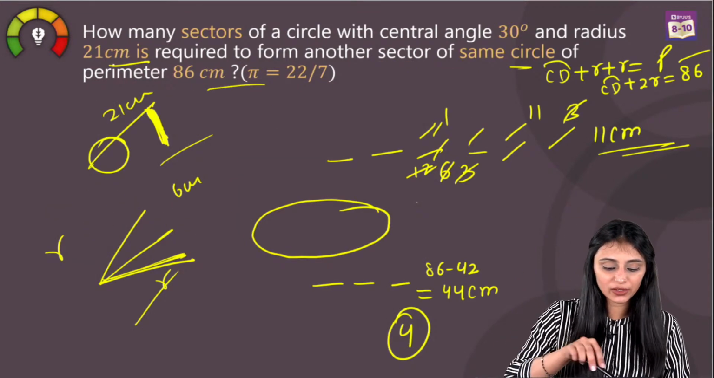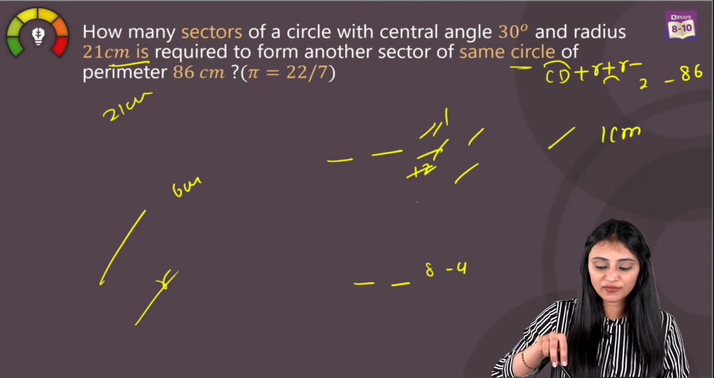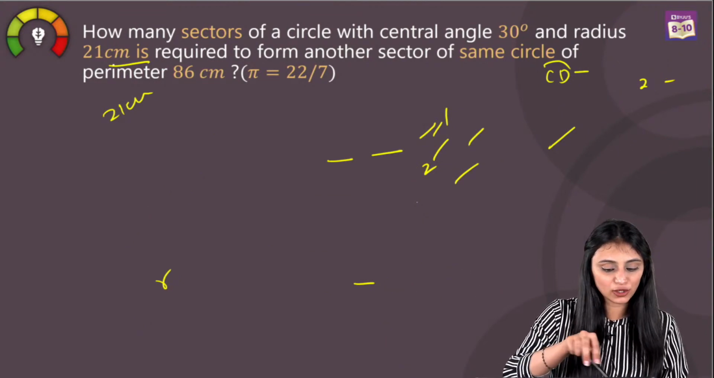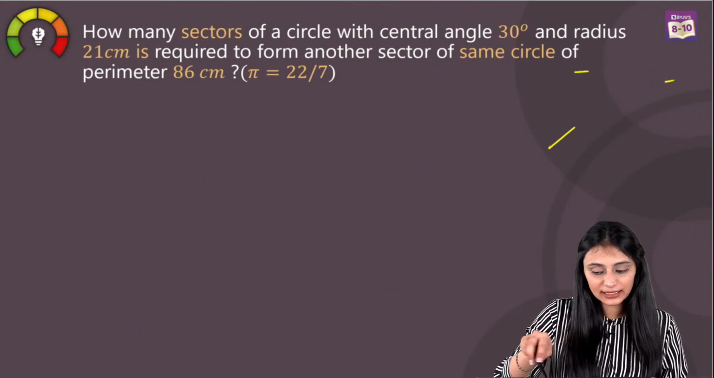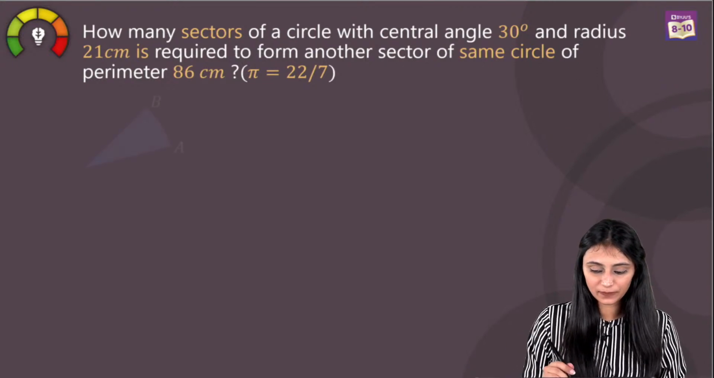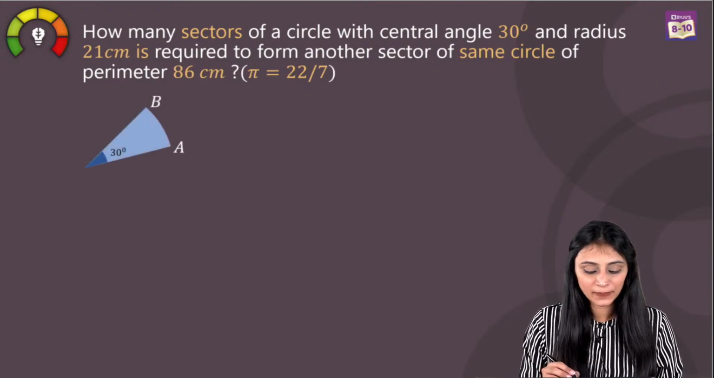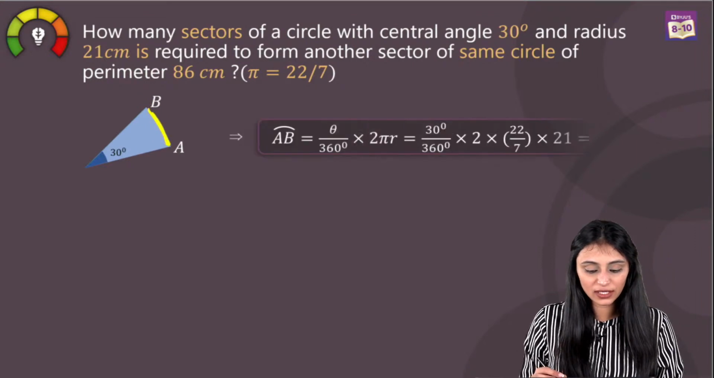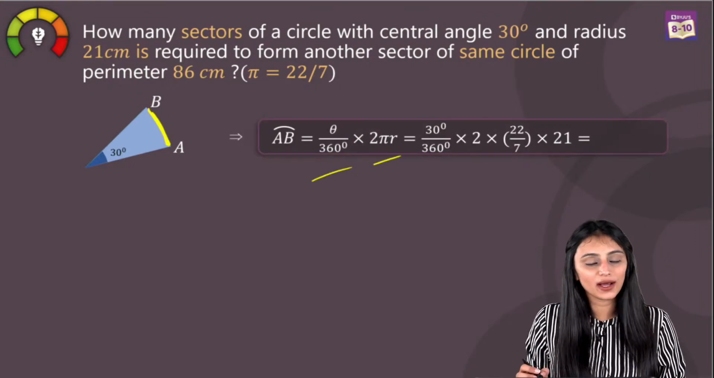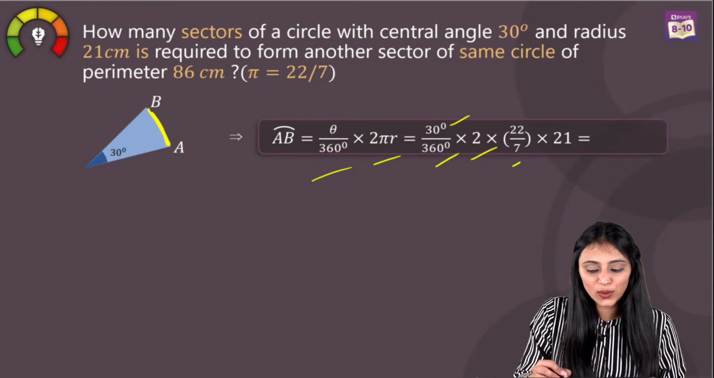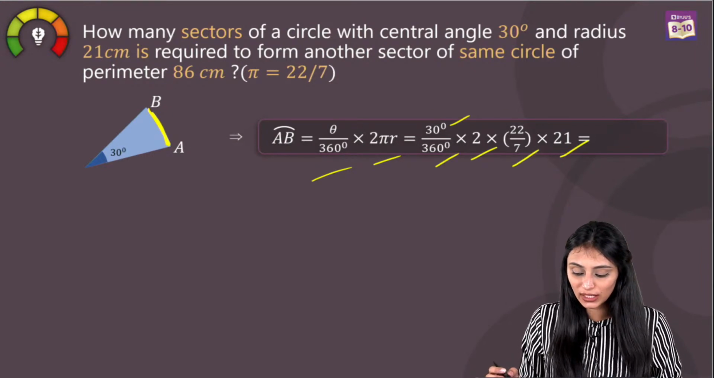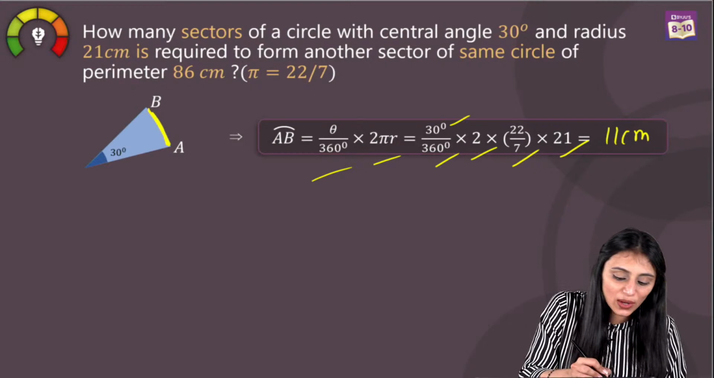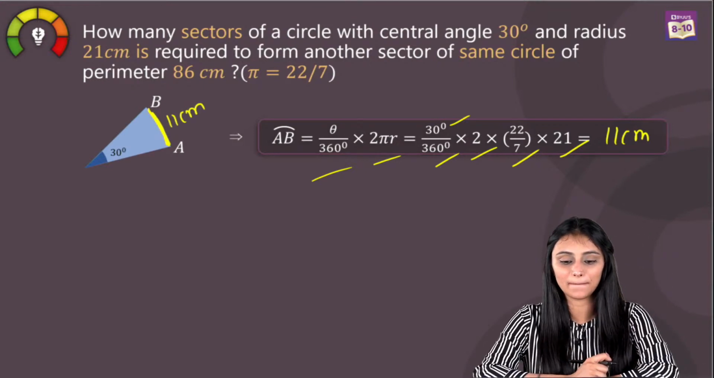So first, we found the length of the arc of this sector with central angle 30 degrees. Look at this, this is the sector. We are finding the value of this arc first. Length of arc AB is theta by 360 into 2 pi r, that's 30 by 360 into 2 into 22 by 7 into 21. You get 11 centimeters. So you have the length of this arc AB.